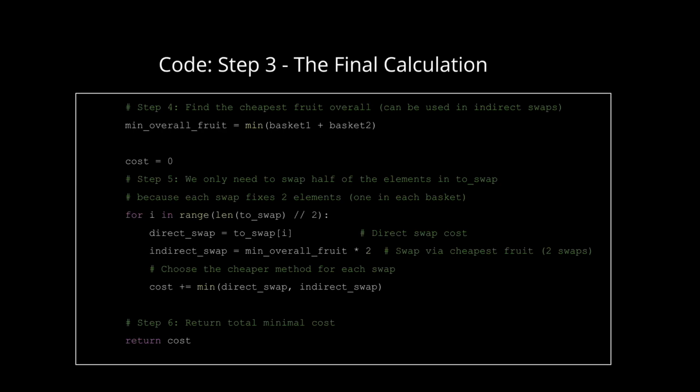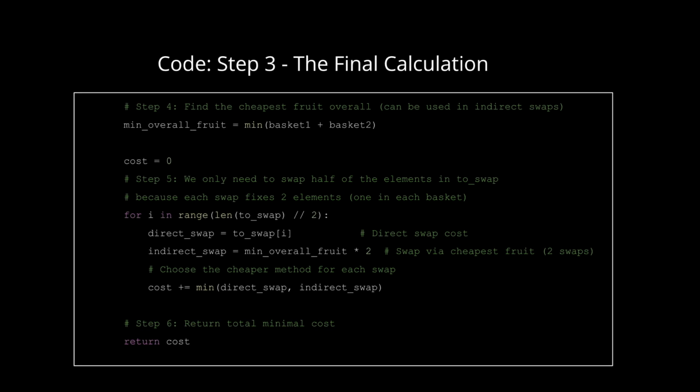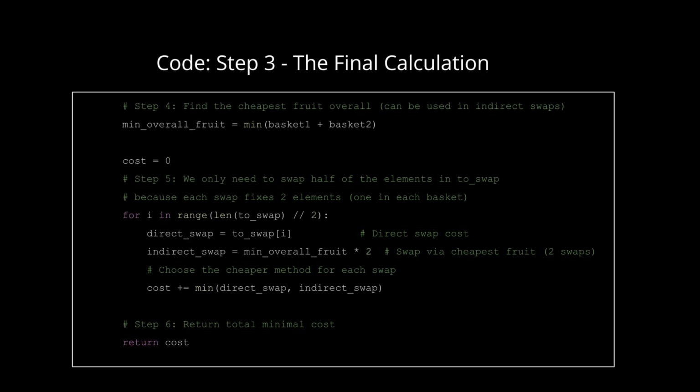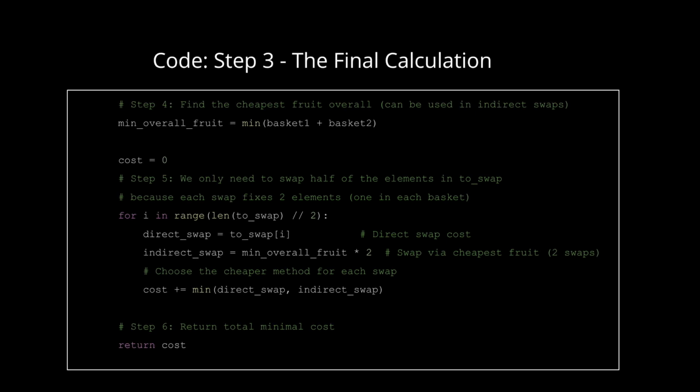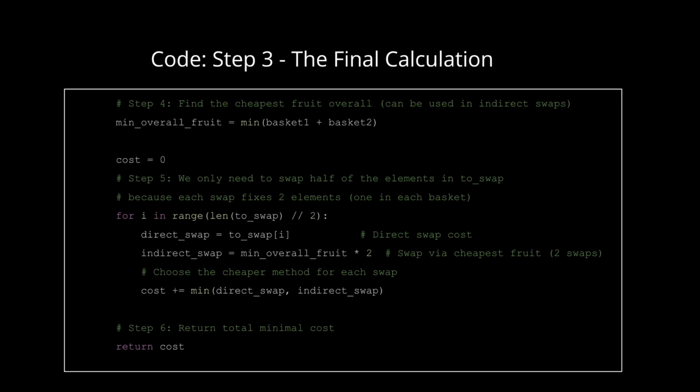This is exactly what the final piece of the code does. It finds the absolute cheapest fruit available. Let's call it min overall fruit.